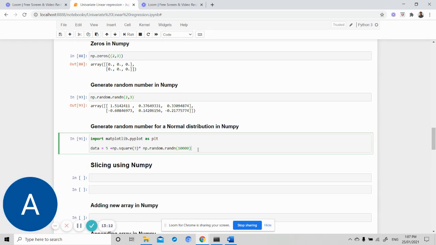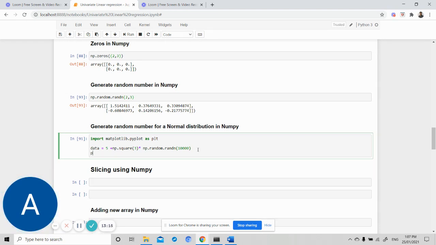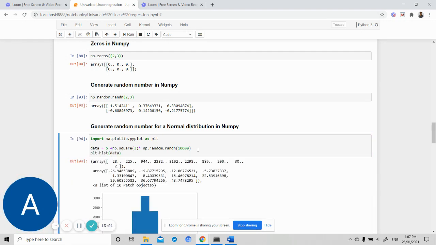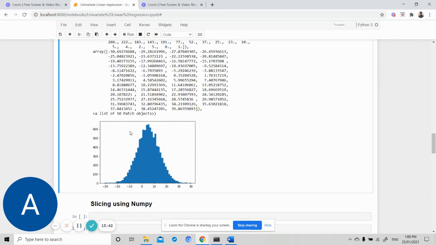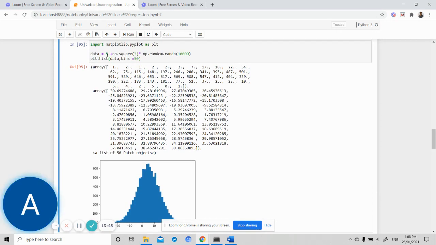If we need to plot a histogram, here we can see the histogram of a normal distribution where my mean is 5 and my standard deviation is the square root of 3. If we give bins equals 50, it looks quite good, where my mean is 5 and my standard deviation is the square root of 3.